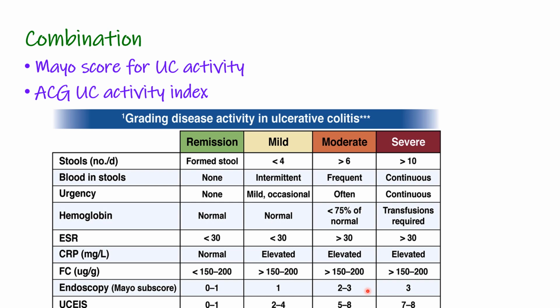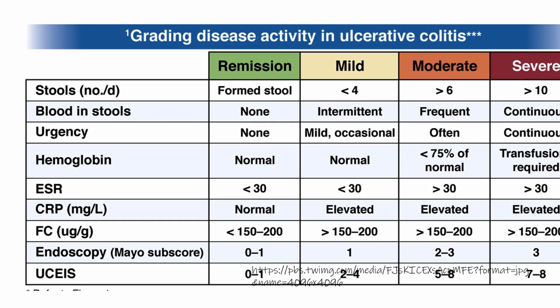Endoscopy Mayo score, as already said, 0 is normal activity, 1 is mild, 2 we say is moderate, and then 3 we say is severe. And then we already talked about the ulcerative colitis endoscopic index of severity. This is just a repetition of what we have just talked about.